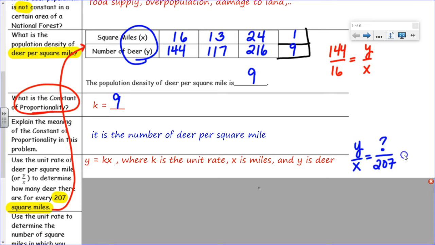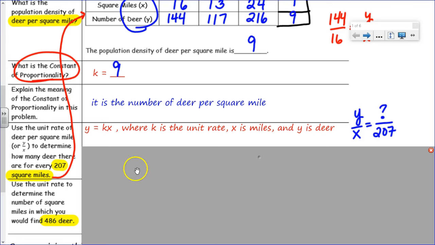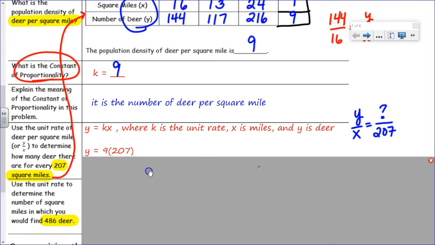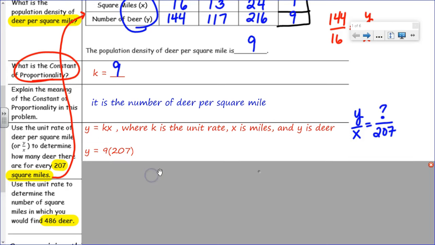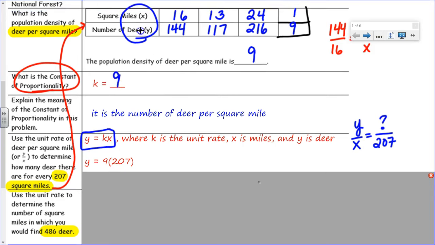If you're feeling adventurous, pause it and try to figure out what that number would be. Okay, hopefully you realize that you actually need to multiply 207 times 9. We're working backwards here. So another way that you're going to see this written is that y is equal to the constant of proportionality. So I'll slow down and explain that. Here's y, the number of deer, is equal to 9, the constant of proportionality, times the number of miles.